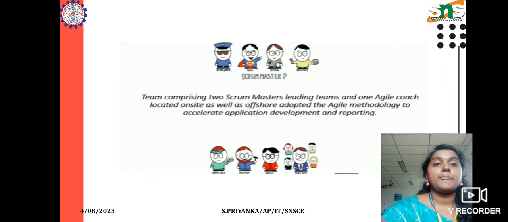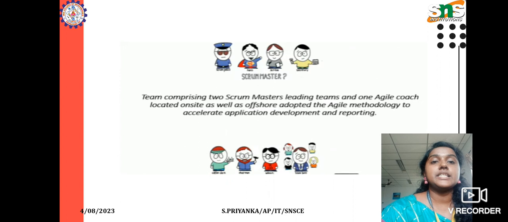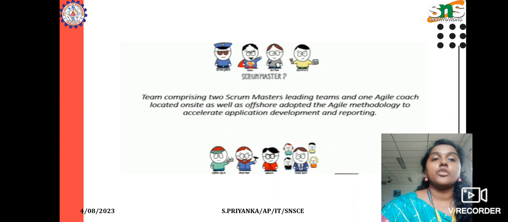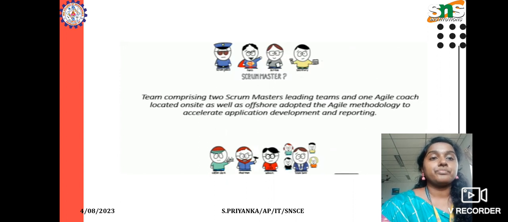Next, the Infosys team, that is the Scrum Masters. The team mainly consists of 2 Scrum Masters leading the team, and 1 Agile coach located on site as well as offshore. They adopted the Agile methodology to accelerate application development and reporting. By using the Scrum Masters, they lead their team.